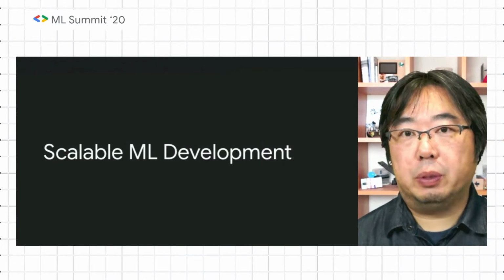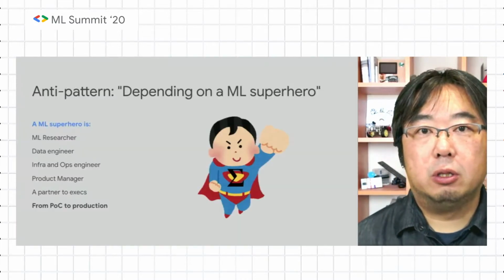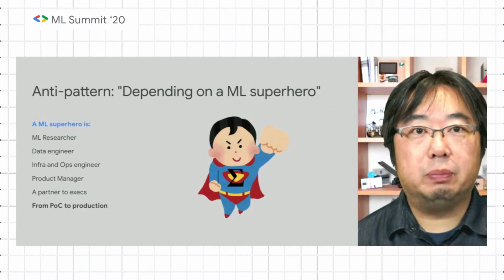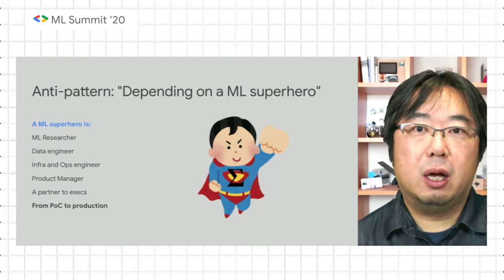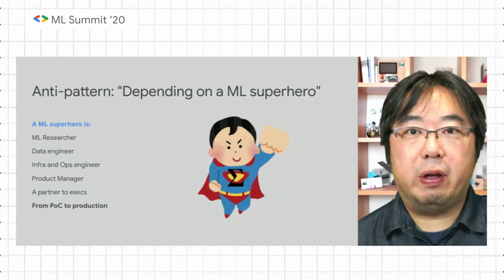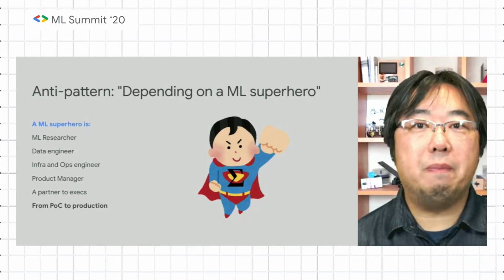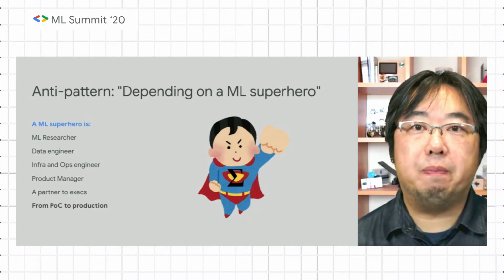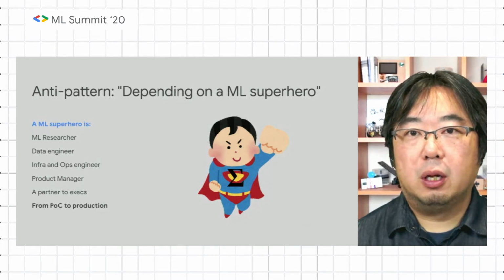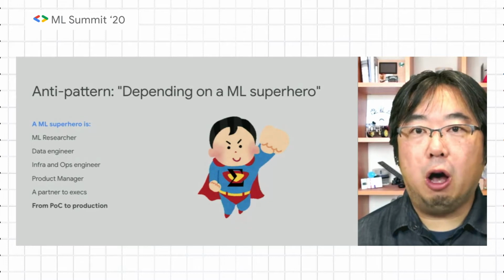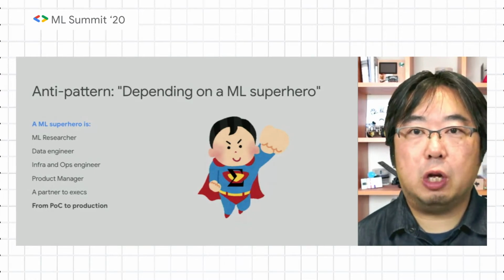So with that ML Ops practice, you can start building your production-ready, scalable machine learning development platform. To avoid anti-pattern like this, depending on an ML superhero. I've seen many ML superheroes in my customers and clients. They can be an ML researcher who reads the very complex paper from the academics for the machine learning and data science. But they also can be a data engineer who can use the Hadoop or maybe BigQuery or data warehouses to implement the large-scale pre-processing. And also, this ML superhero can be an infra and ops engineer as well for the production system, because they can do everything, writing Python code, Go code, Java code to build the infrastructure.